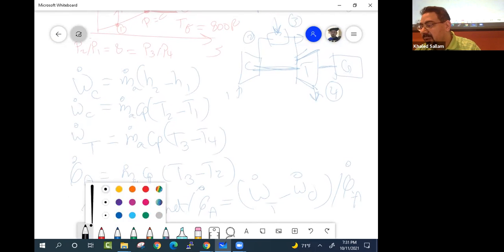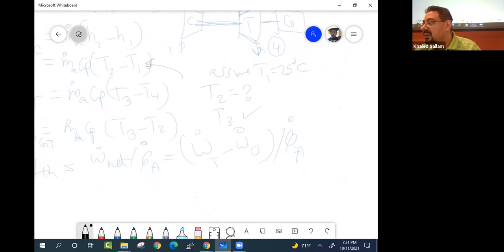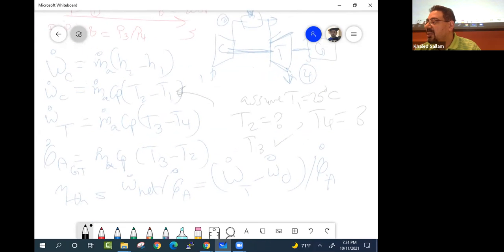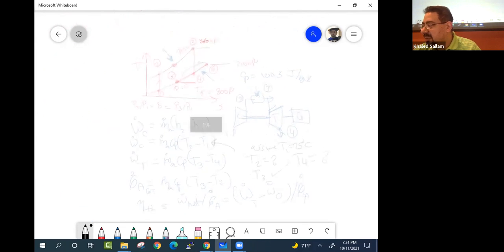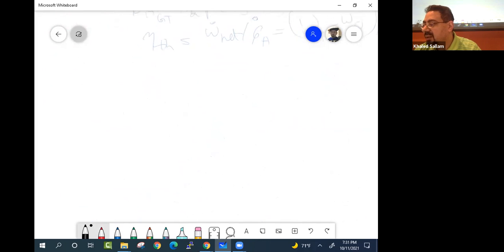Okay, now the only problem is I don't have T1, but I can assume T1. So we can assume T1 equal to say 25 degrees C. But I don't know T2. I need T2. T3 was given, but T4 was not given. So my problem is I need T2 and T4. So how can we get that?